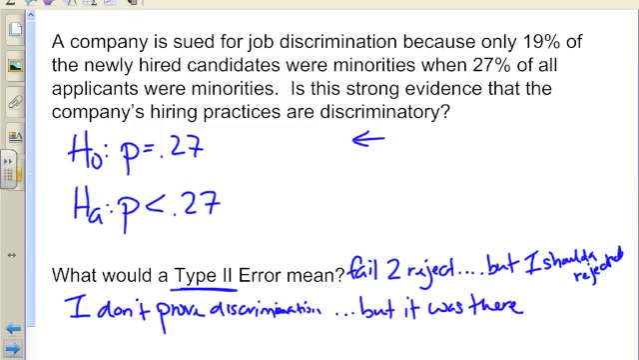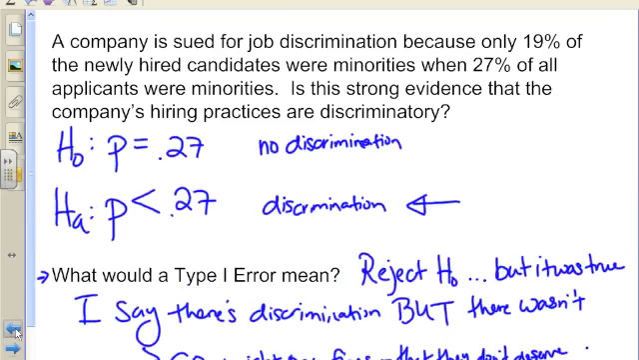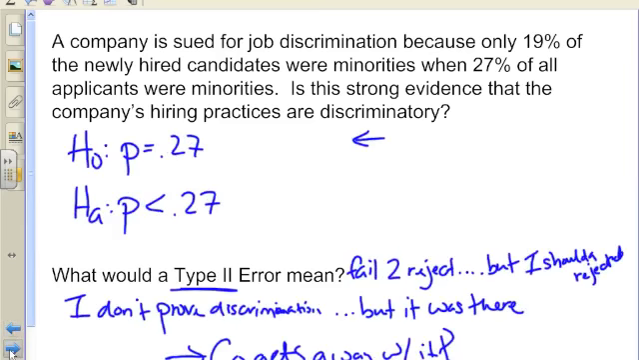So consequence, what does that mean? The company gets away with it. That is not okay. That is not okay. That is an error, and this one has big consequences, right? I guess in some ways, both of these errors have big consequences. If we make a type 1 error, the company is being treated very unfairly. If we make a type 2 error, those applicants are being treated very unfairly, and they never get their justice. The company gets away with it.